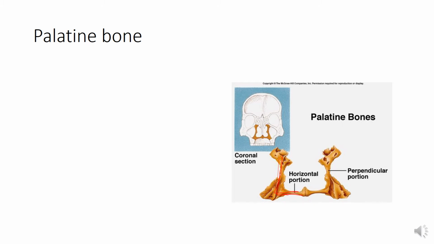The horizontal part is uniting with the horizontal part of the other bone, which is located on the opposite side, and it is forming the horizontal plate of the palate. It is forming the posterior part of the hard palate, and the perpendicular part projects upwards to form the lateral part of the lateral wall of the nasal cavity. So this is the perpendicular plate which is projecting upward and forming the lateral walls of the nasal cavity.